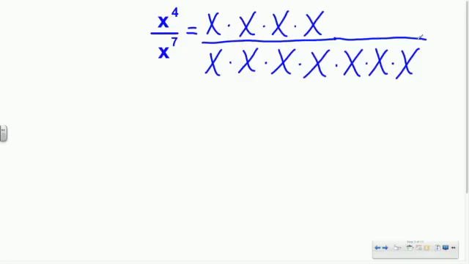Now, you remember on the last one when I threw in that factor of 1? Because multiplying by 1 doesn't change anything. I'm going to do that right now to start. So x times x times x times x, I'm going to multiply times 1. I'm going to throw that in there. Okay, didn't change the problem at all.